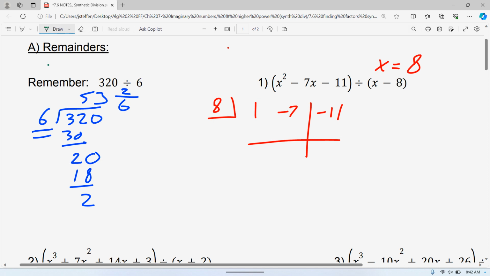Now again, hopefully this rings a bell. The first step, we drop that 1 straight down. The loop was we take 8 times 1. That goes up in the next column, and then we add straight up and down. So -7 plus 8 is 1. Do that loop again: 8 times 1, then add those together, you get -3.